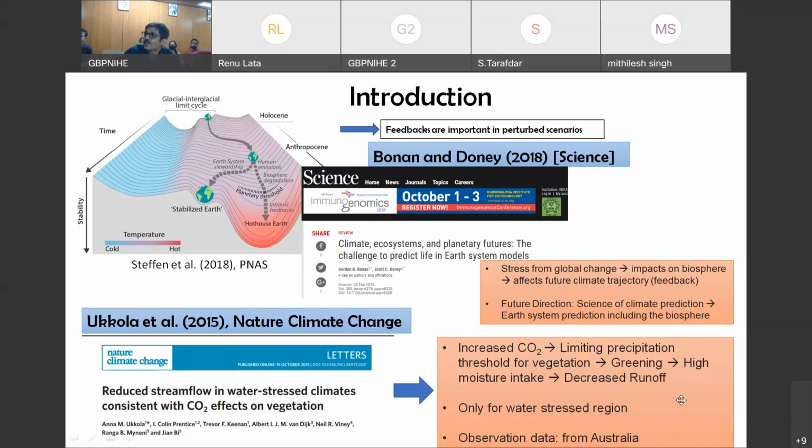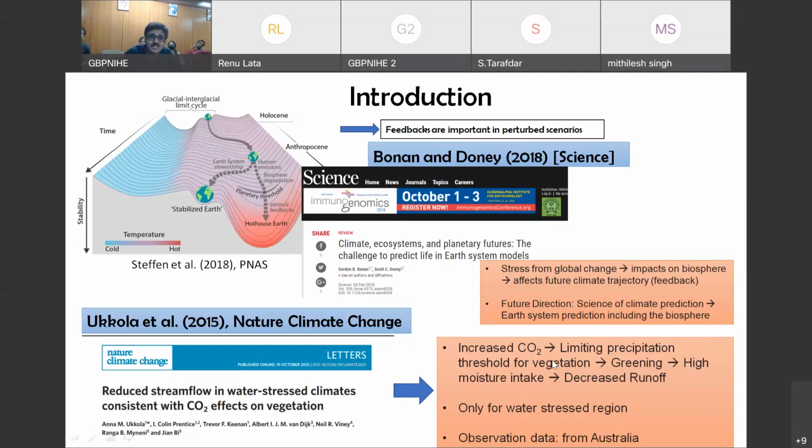And then there were a few papers. One very famous paper is by Ukkola et al. in Nature Climate Change, one of the first few papers which talks about carbon fertilization and its impact on vegetation, for Australia. Of course, now we have a lot of papers on carbon fertilization and the impacts of climate change, and how it affects the carbon cycle. So Ukkola et al.